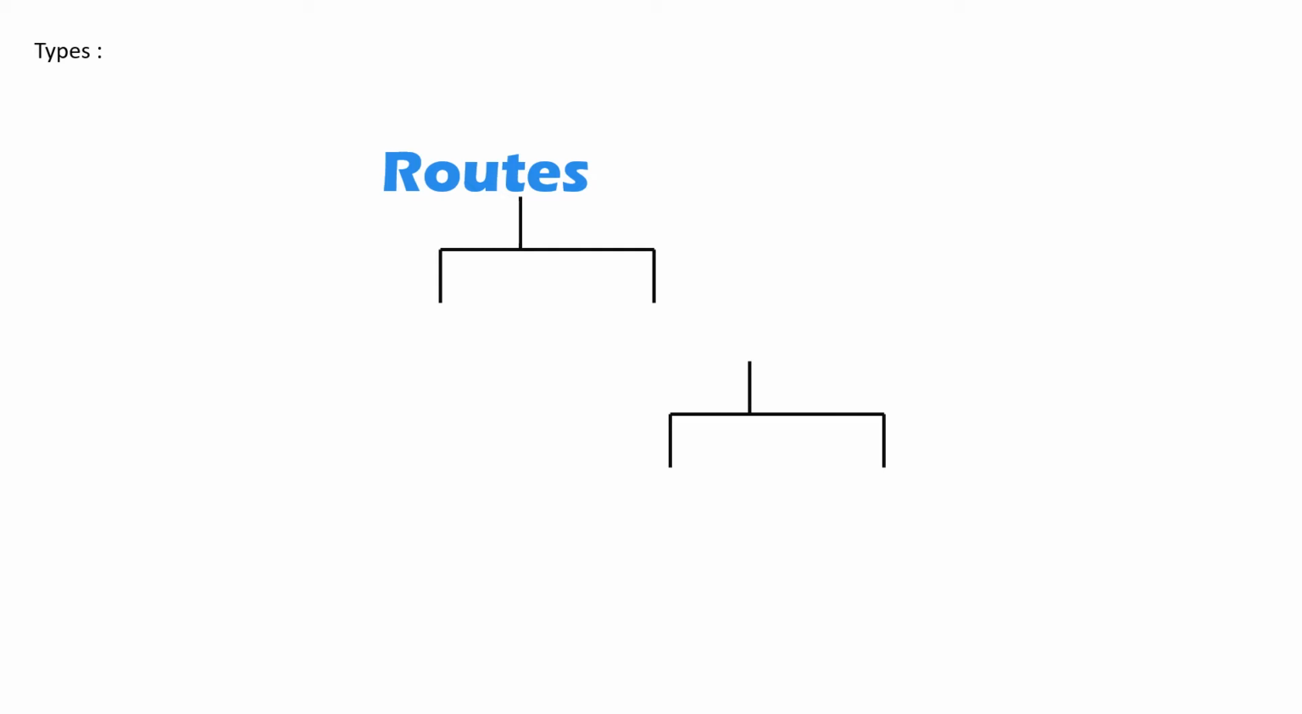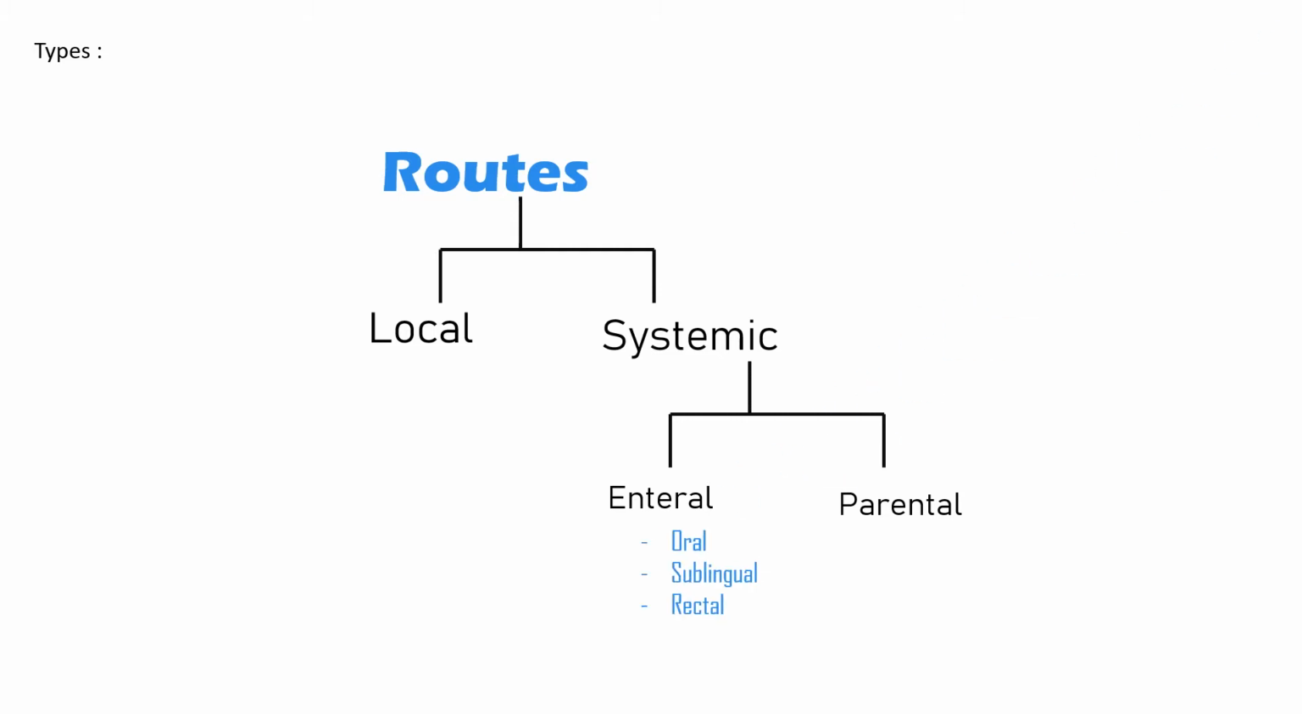There are various routes of drug administration like local routes and systemic routes, and systemic routes again divide into enteral route and parenteral route. Various subcategories are available for both enteral and parenteral routes, like oral, sublingual, and rectal routes for enteral, and injection, inhalation, and transdermal routes for parenteral.